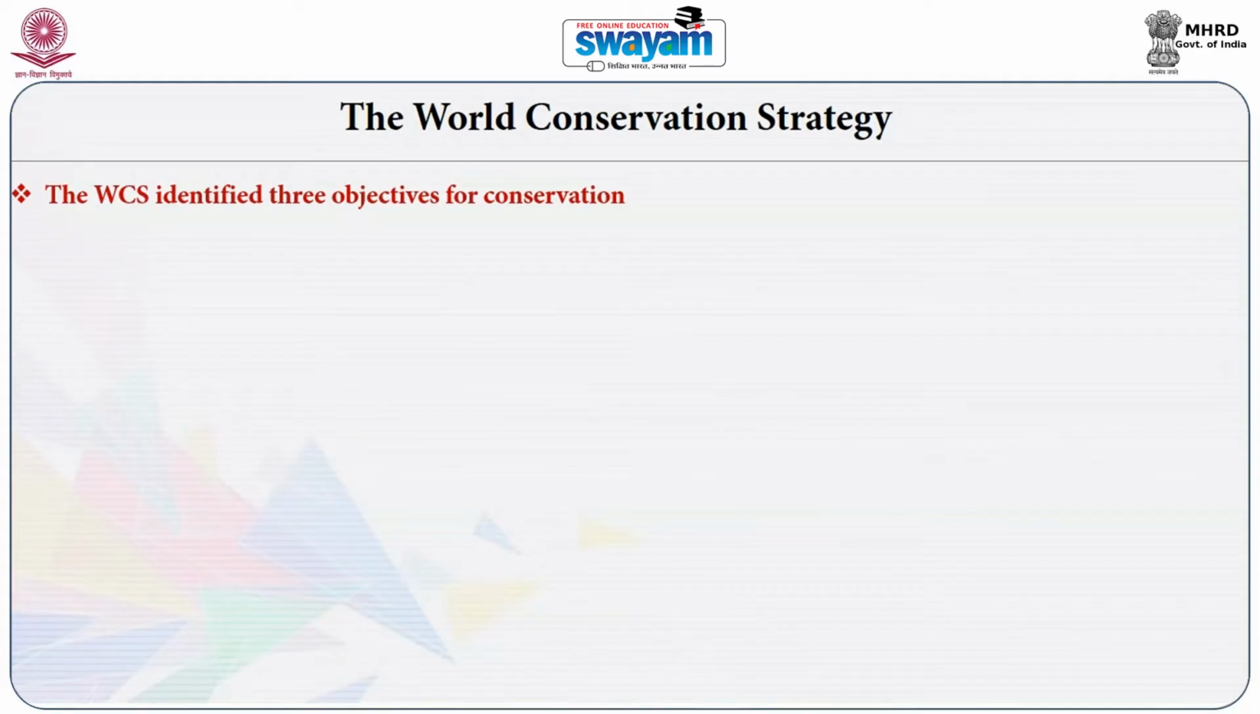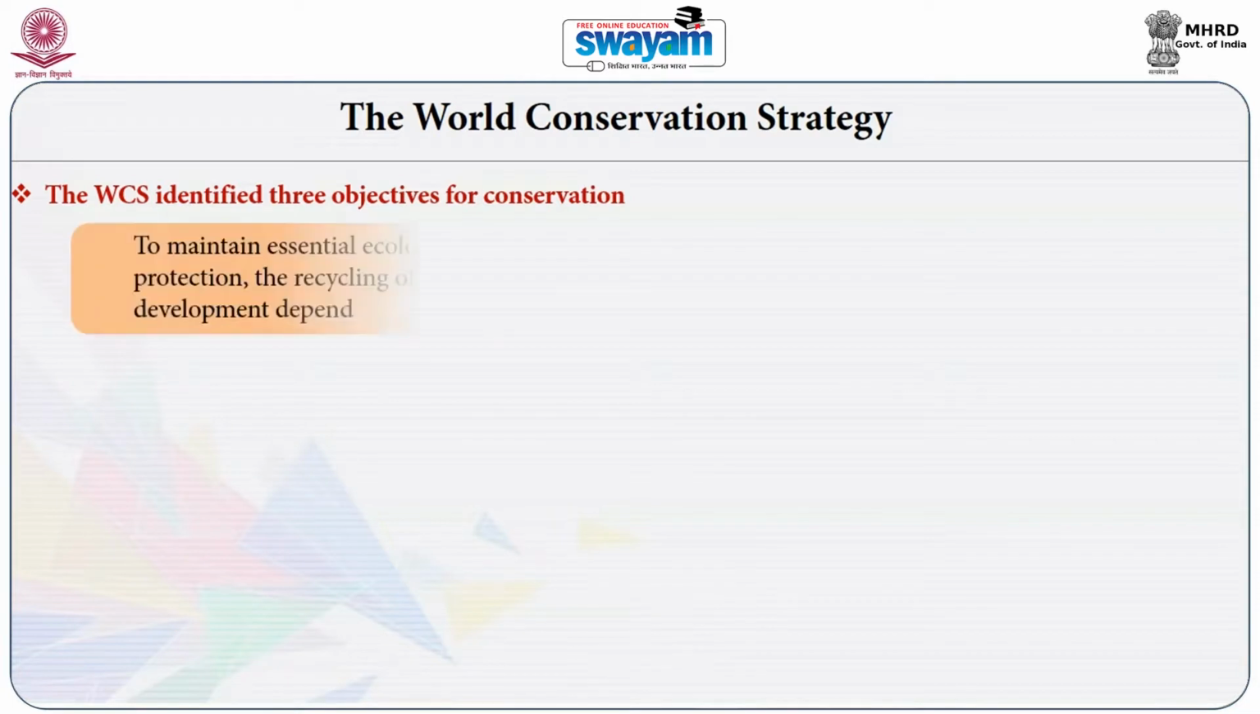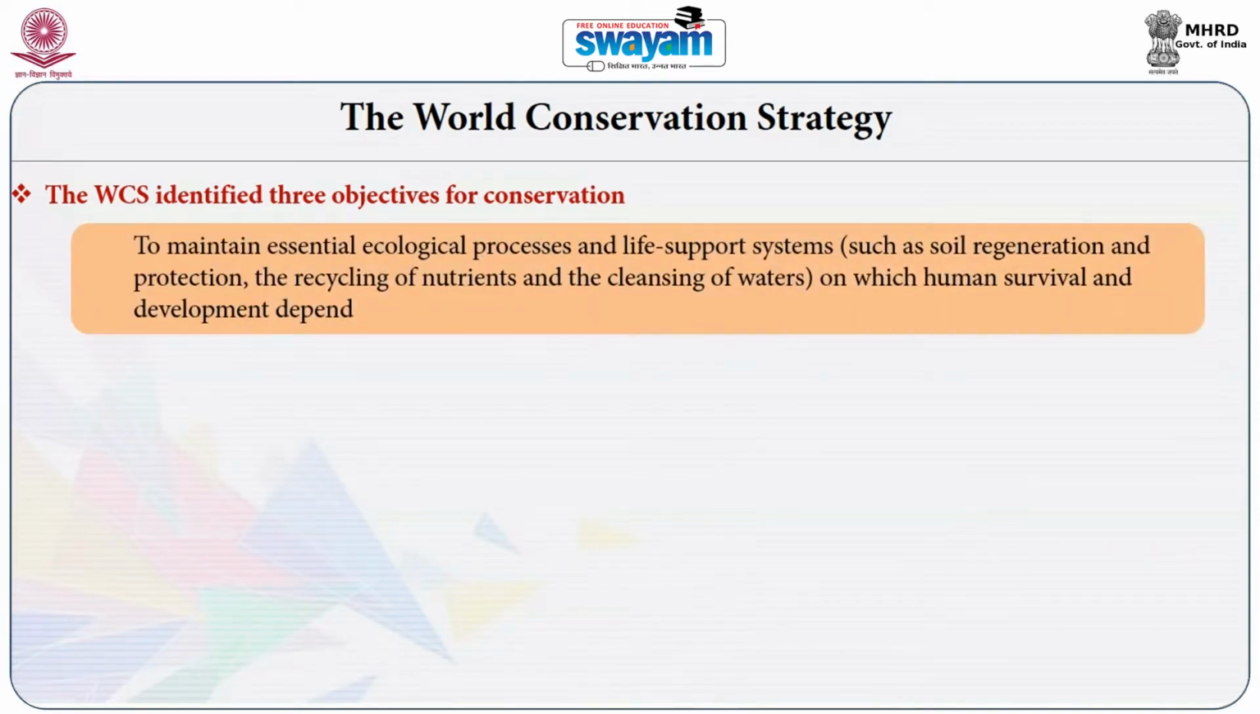The World Conservation Strategy basically had three main objectives when it came to conservation. One, to maintain essential ecological processes and life systems on which human survival and development depends. Listen to this. We're saying that these ecosystems, whether they be water, whether they be gas, whether they be renewable, non-renewable, they're not just required to be maintained for environmental purposes, but also for development, right?